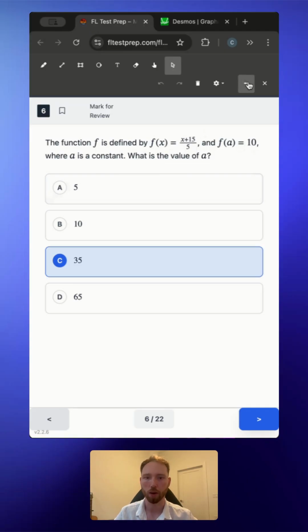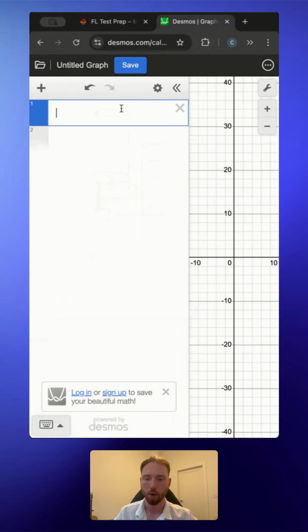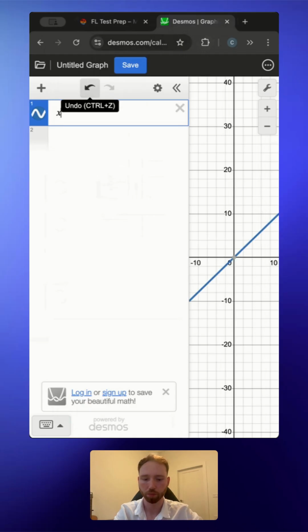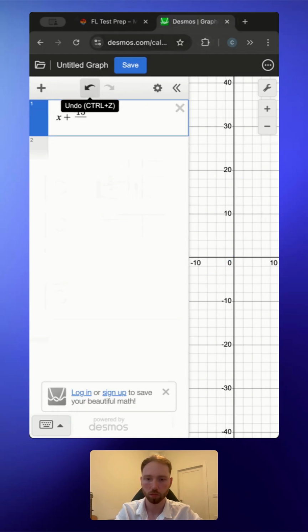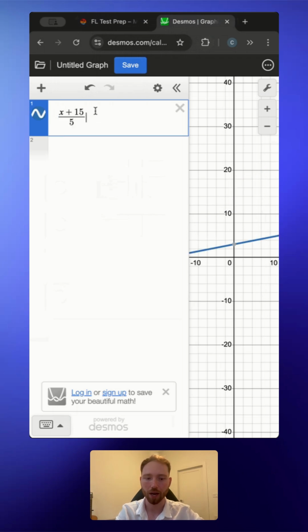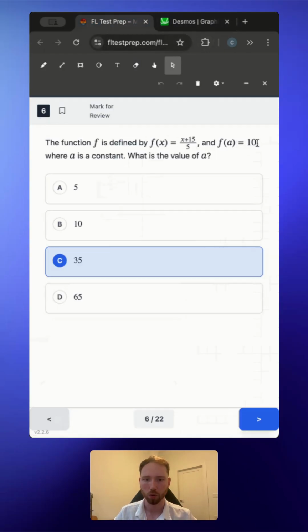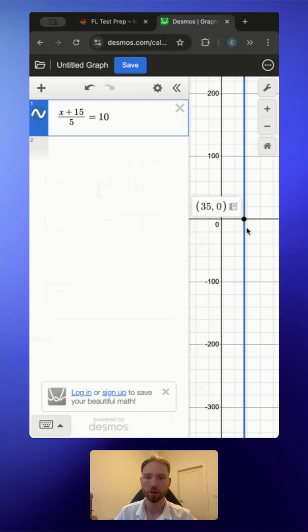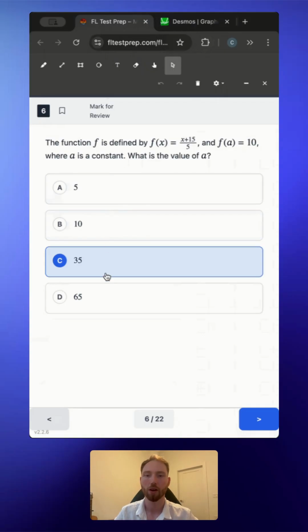So the best way to go about this problem is once again using Desmos, because what I can do is just build my equation here. I know that it's x plus 15 over 5. I want to get the entire thing over 5, so you want to highlight it and then just divide it. And I know it's going to equal 10. So it's just saying, when the function equals 10, what would be the x value? Your x-intercept is going to show your solution, and it says 35. That's C, the correct answer for this question.